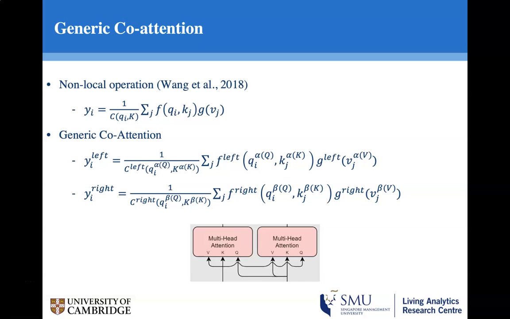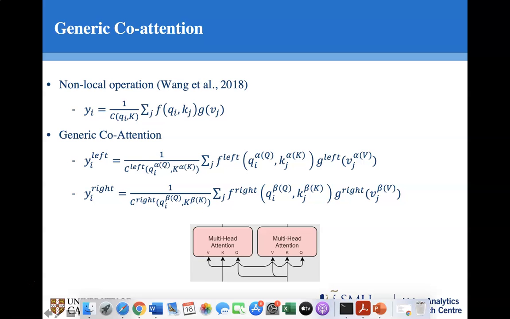Previous work defines a non-local operation based on self-attention in transformers. As shown in the formulae, the K, Q, and V features correspond to K, Q, V gates in the multi-head attention transformer. And in fact, the non-local operation degrades to the multi-head attention in transformer when we select proper F and G functions. We follow this style and provide a definition of generic co-attention.